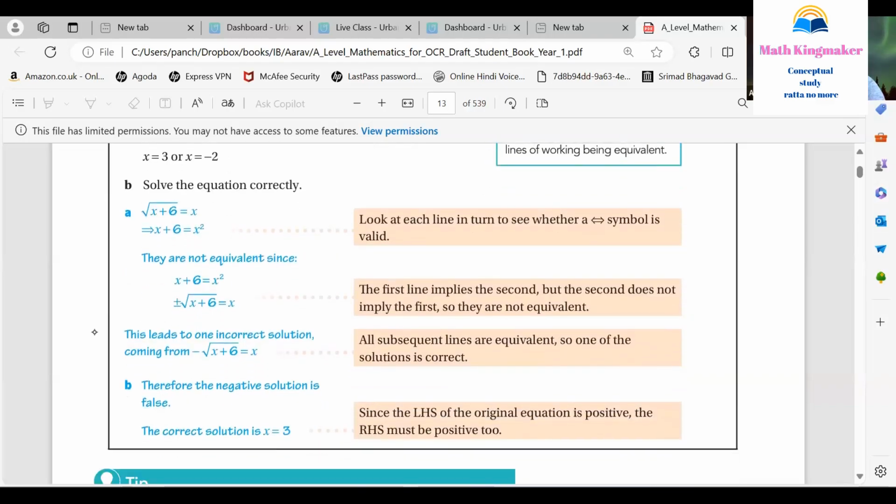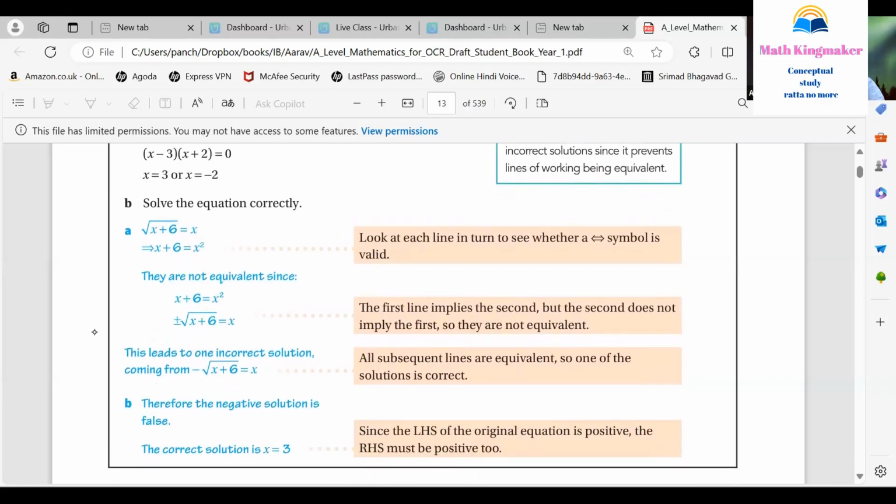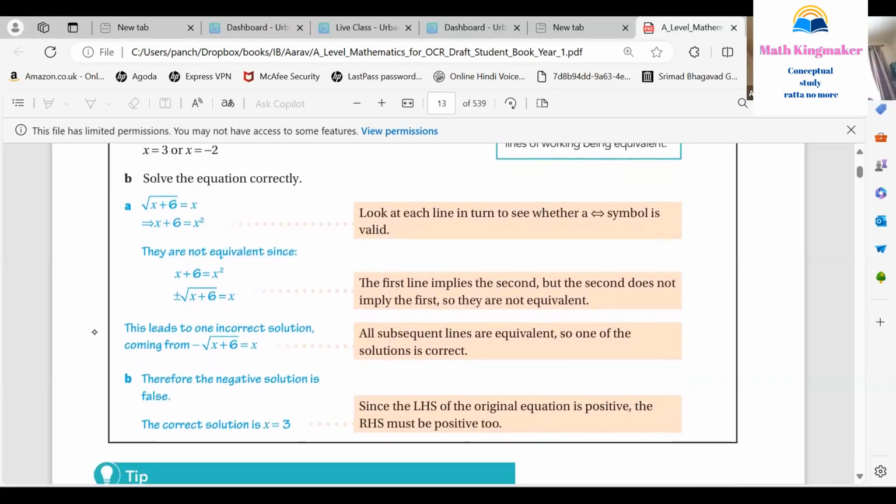So this leads to one incorrect solution, coming from minus root x plus 6 equals x. Therefore, the negative solution is false. Look at each line and try to see whether the symbol is valid or not.